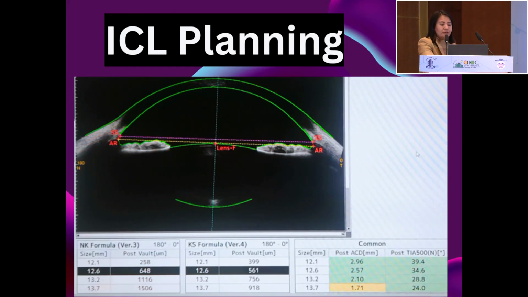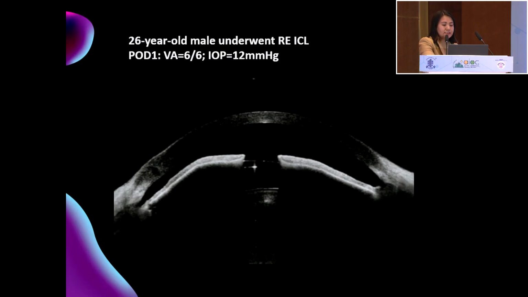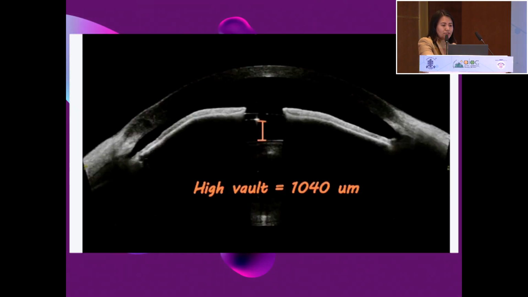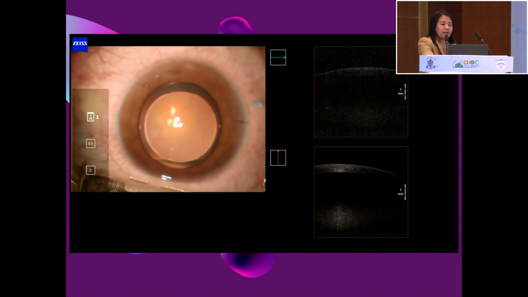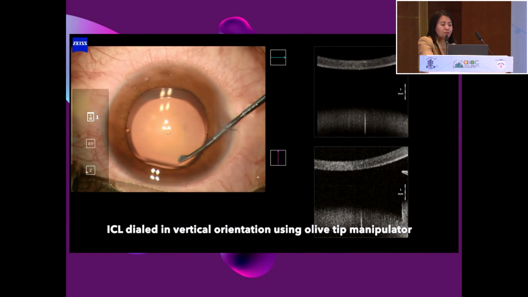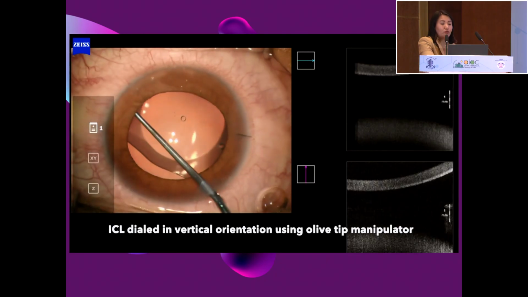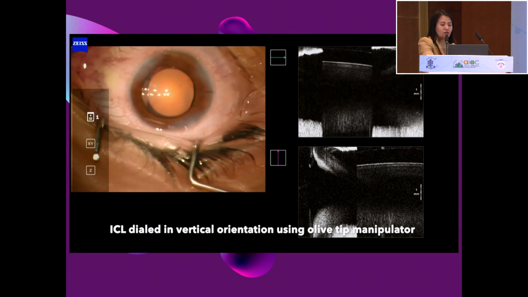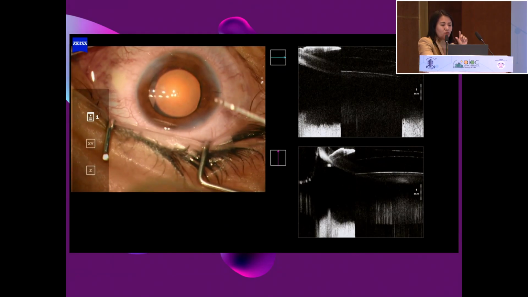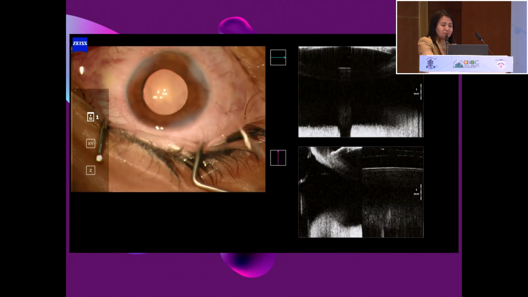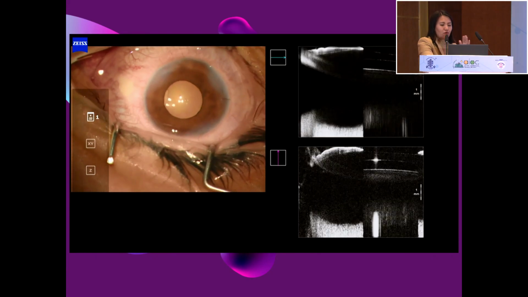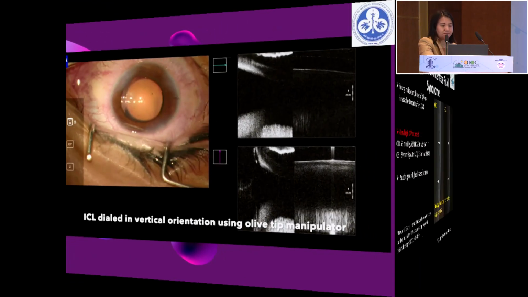Going ahead, in refractive surgery procedures, with ICL planning along with LASIK planning, we can use the AS OCT. In this case, there was a 26-year-old male who had a very high vault in the post-operative period. We used the microscope integrated swept source OCT to dial the non-toric ICL in the vertical configuration. In real time, we could visualize that the vault had come down. So this is another application of swept source OCT. From 1040, the vault height came down to 650.